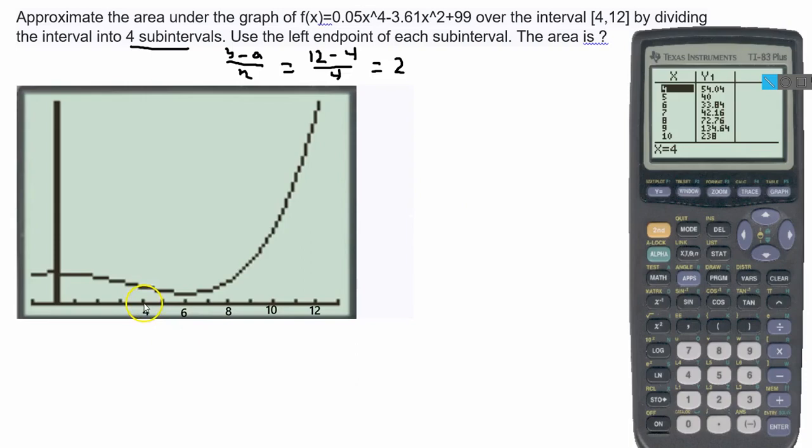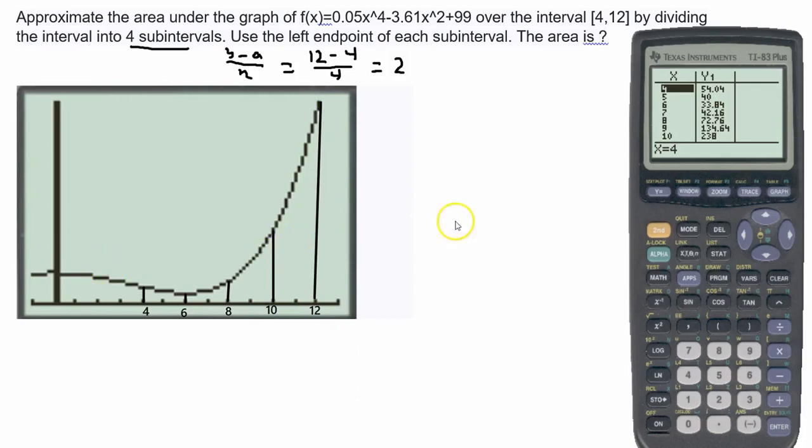Okay, so we're going to start at 4, and I'm going to go from 4 up to the graph there, and then each subinterval has length 2, and so my next subinterval will start at 6. I'm going to draw that to the graph, and then 8. I'm going to draw that to the graph, and 10. Draw that to the graph. Make it a little bit more straight. About there. And then from 12 to the graph.